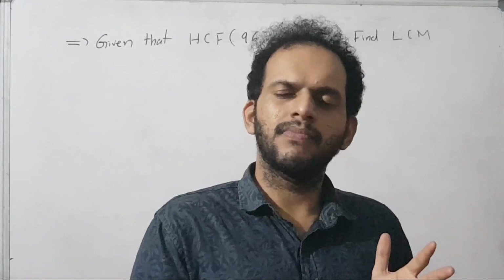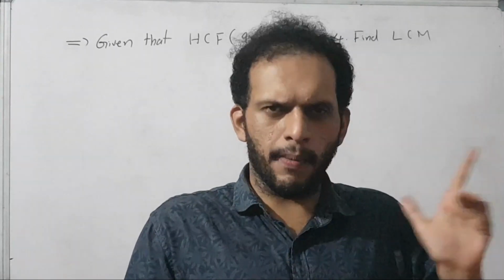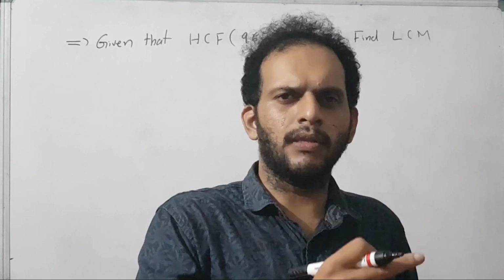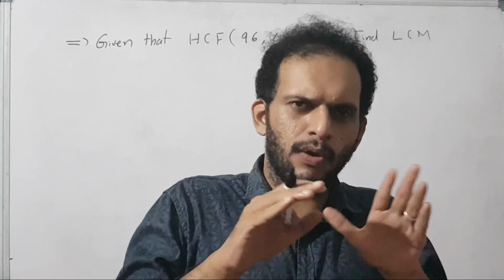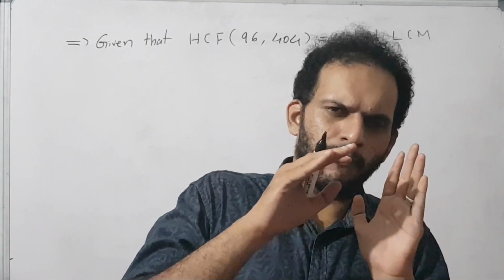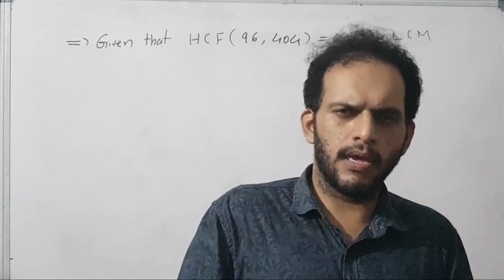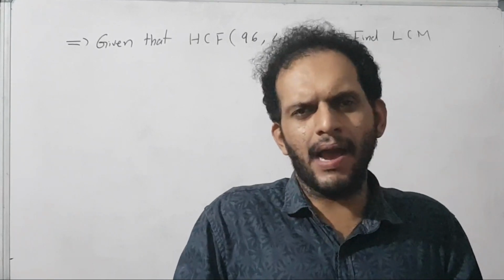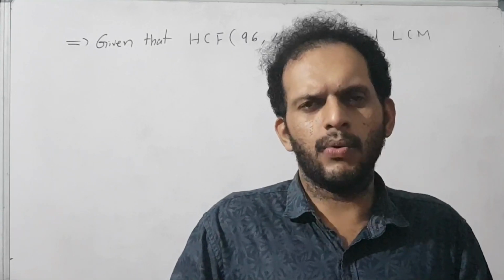In some cases, LCM and HCF and one number are given, so we want to find the other number. Okay. So, the relation is given in these four, any three. In these four, any three, we always apply the idea that the product of numbers is equal to LCM into HCF.